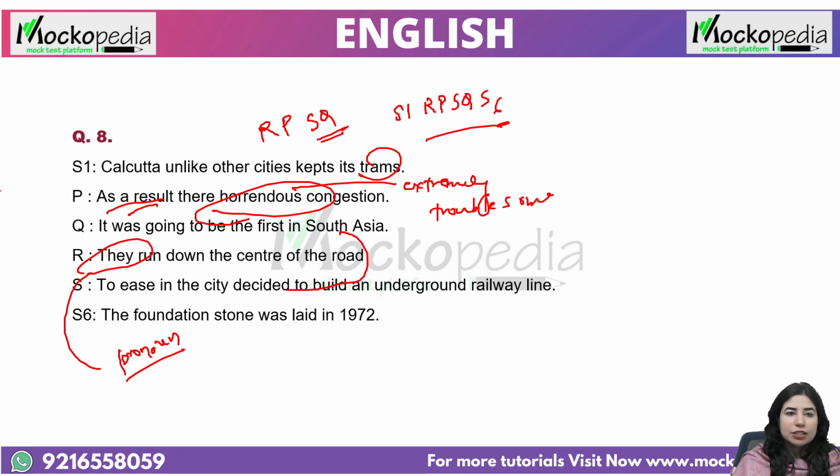So you can see these clues. See, it is an important clue. As a result is an important clue. They is an important clue. To ease the city, decided to. The problem is going to be talked about before. So these are little details that you should pay attention to, and then intelligently catch on to these links and solve the parajumble, right? So let's move to the next question.